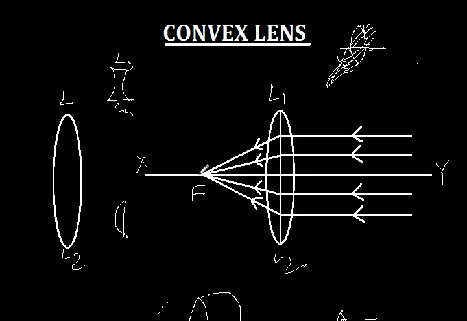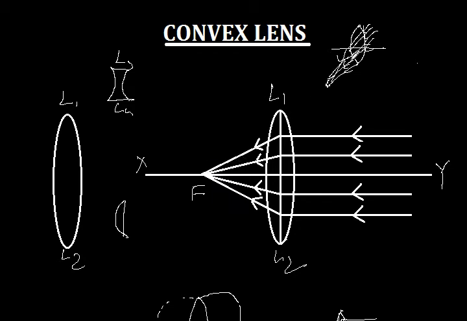This fixed point is called the principal focus or second principal focus of the convex lens. So, the second principal focus, or simply the focus, of a convex lens can be defined as a fixed point on the principal axis outside the lens at which a beam of light parallel to the principal axis converges after being refracted by the lens. This is called the second principal focus.